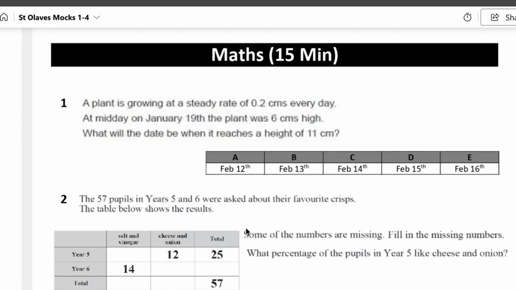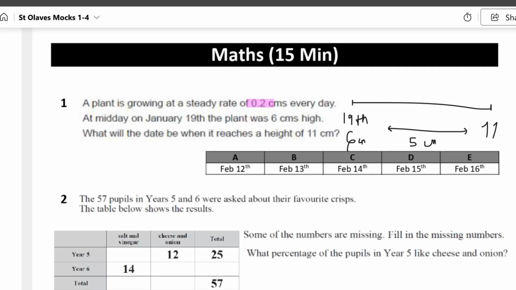So we're starting off with the maths question, with question number 1, and we are told a plant grows at a steady rate of 0.2 centimeters every single day. So to help us, we're going to draw a quick timeline. We're starting off with the 19th of Jan, and if it's already 6 centimeters high, they're telling us that we need it to grow to 11 centimeters. So how many days do we actually have to find in between the amount it takes to grow 5 centimeters, because that's the difference between 6 and 11.